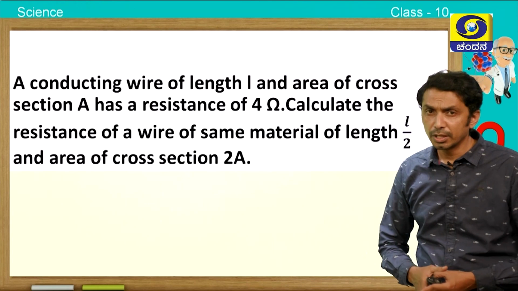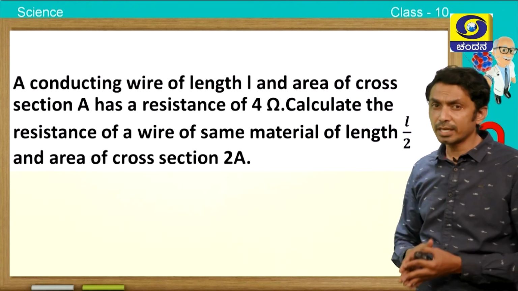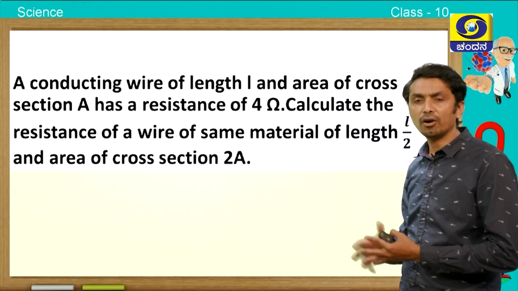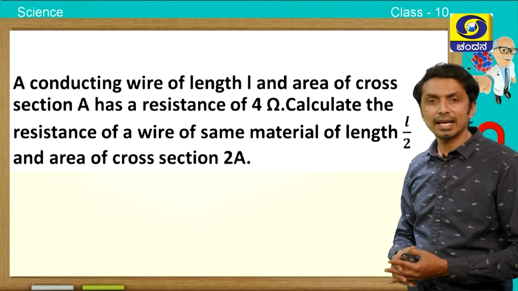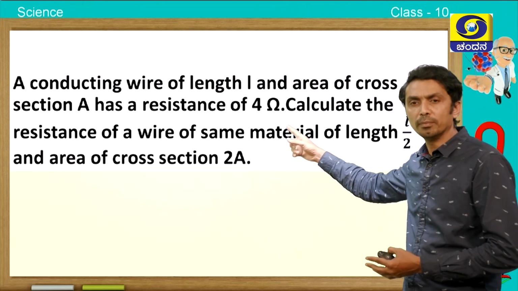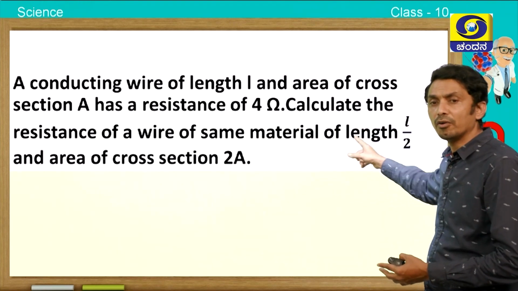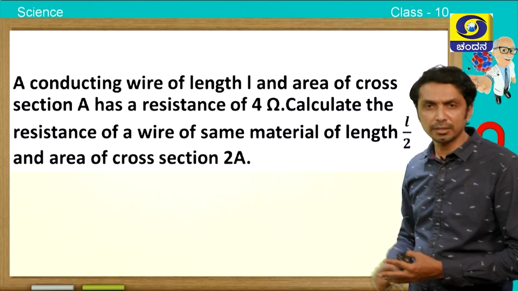Now children, you have learned what is electrical resistivity. Let us try to solve this problem. A conducting wire of length L and area of cross section A has a resistance of 4 ohm. Calculate the resistance of a wire of same material of length L by 2 and area of cross section 2A.